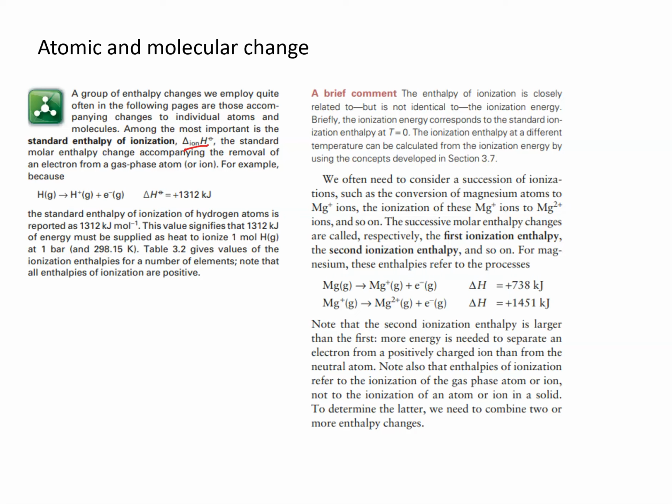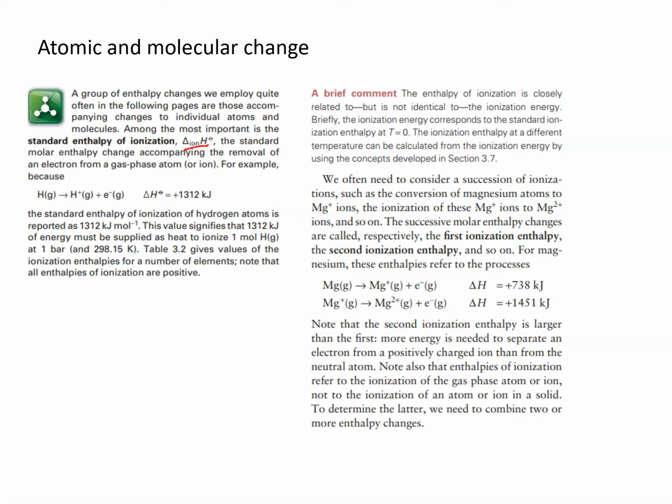So, a quick comment: the enthalpy of ionization is closely related to, but is not identical to, ionization energy. Ionization energy corresponds to the standard ionization enthalpy at temperature equals 0. The ionization enthalpy at different temperature can be calculated from the ionization energy by using the concepts that we're going to look at in section 3.7 specifically.